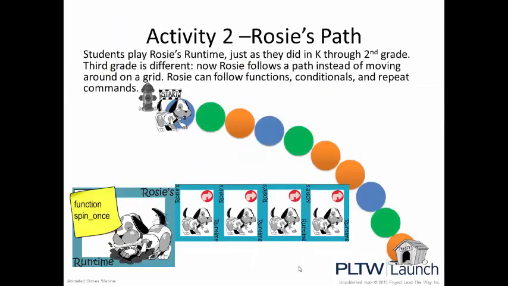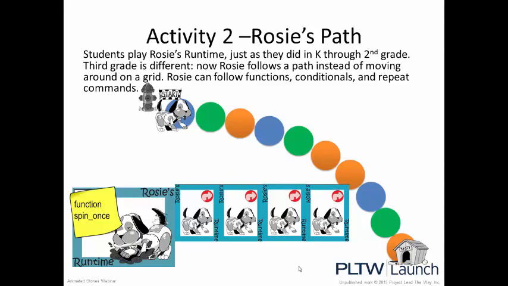The next activity is Rosie's Path, and this will be familiar to any of you who did the pilot program for kindergarten through second, except that we now use the circles differently. Now we have Rosie moving along a path instead of across a grid, and she has a few more commands that she understands. Rosie can follow functions, conditionals, as well as repeat loops.